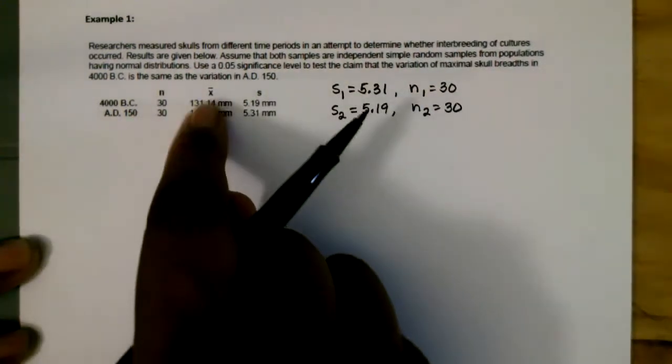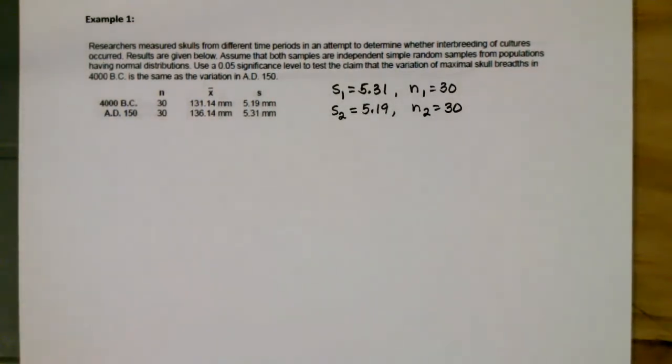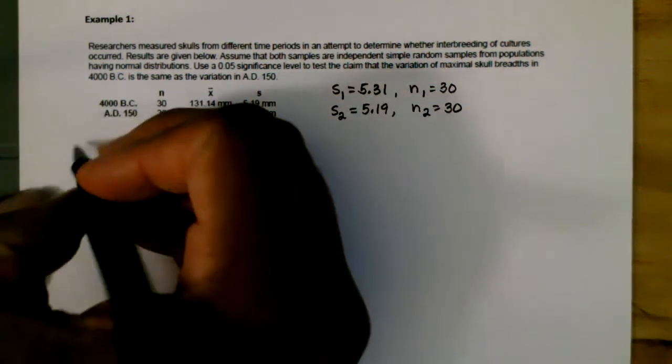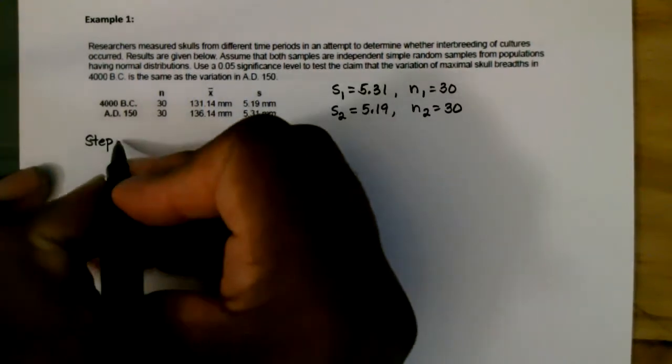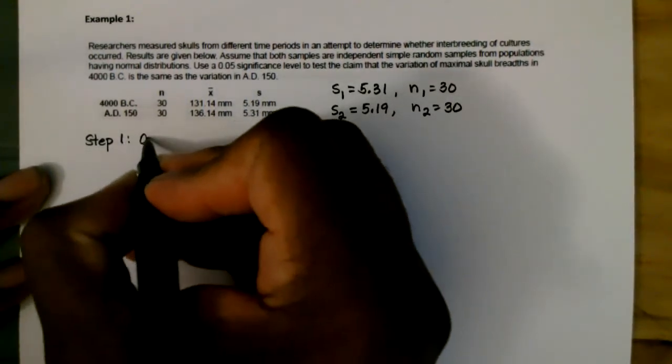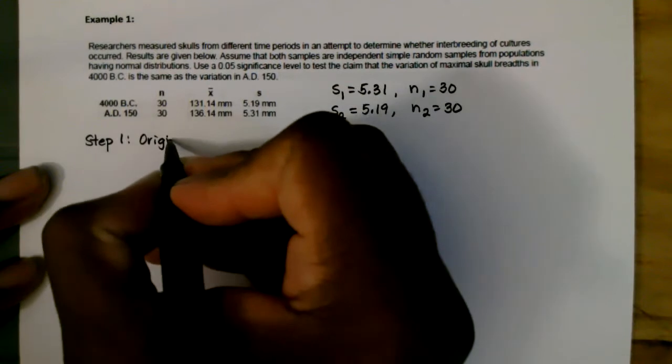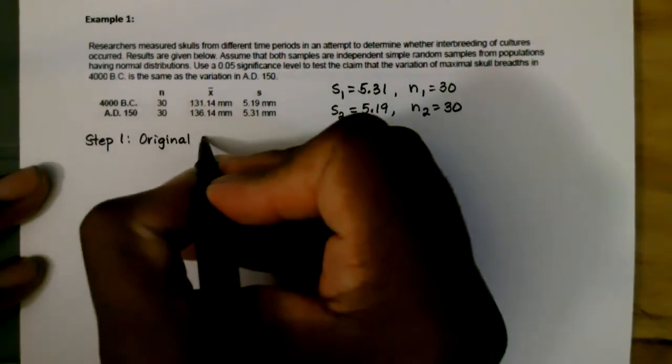Don't worry about the means here. That's not used in this type of problem because we're dealing with two variances or two standard deviations, so we don't need information about the sample means for each one. Okay, now let's go through that 8-step hypothesis testing procedure. So step number 1 would be the original claim in symbolic form.